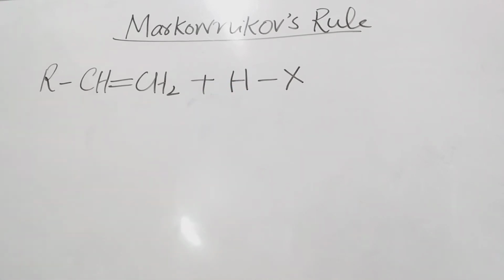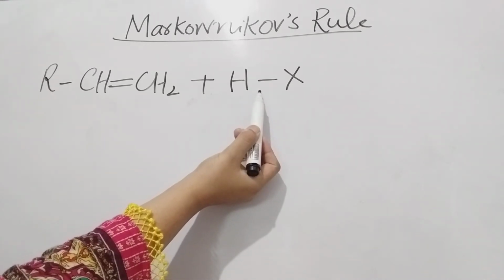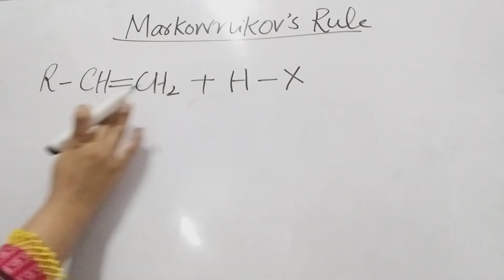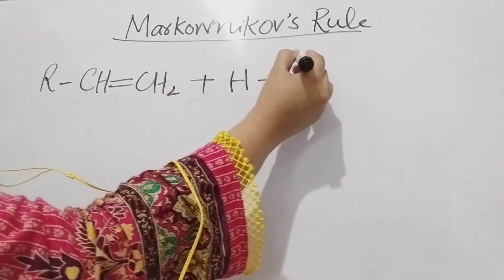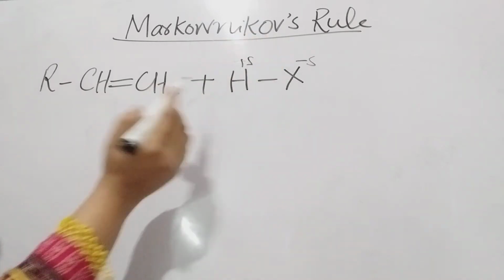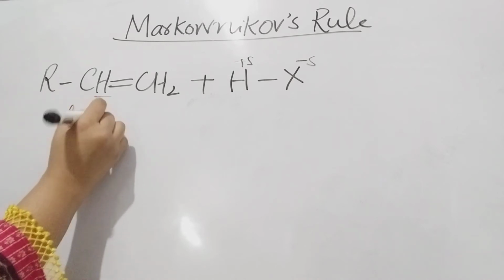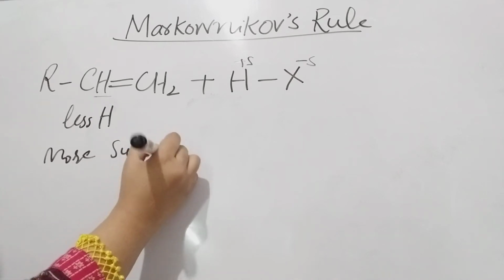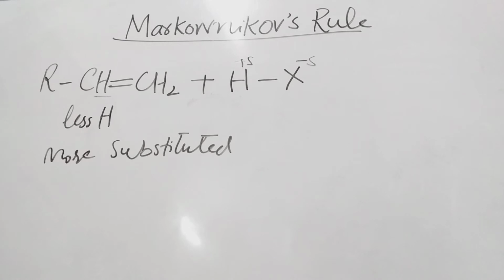So, Markovnikov's rule deals with this: whenever you add an unsymmetrical reagent across an unsymmetrical alkene, both of these being unsymmetrical, what would happen at that time? Always the negative part of the reagent will go to the carbon atom which has the lesser number of hydrogen atoms, or you can say which is more substituted. The reason behind this I will explain.